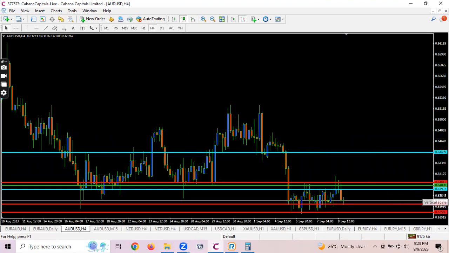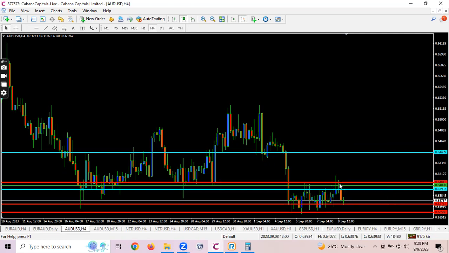This is just about 11 pips, right? 11 pips difference. So we can remove this. So if a 4-hour candle closes above this level, we'll consider buying. So that's my take on Australian dollar USD. I hope that is clear.